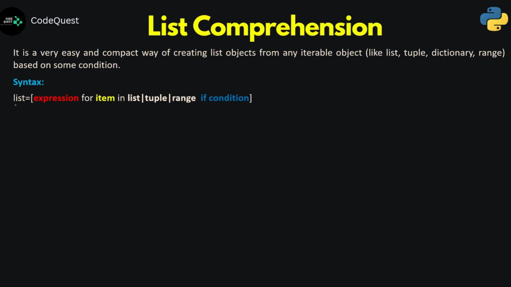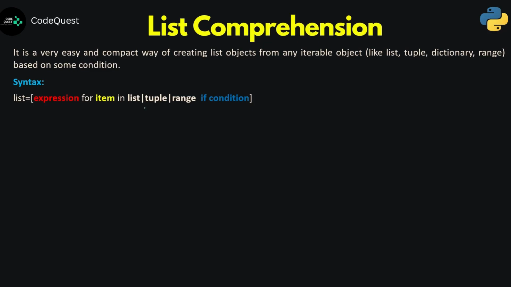Here we are creating this list, and within the square brackets we are mentioning some expression for some item that could be a variable in either of these, maybe list, tuple, range. And this if condition is an optional one. If you want to add it you can, otherwise you can skip it. Now how does it work?